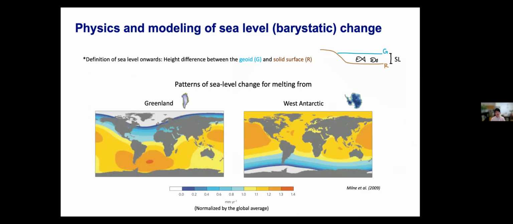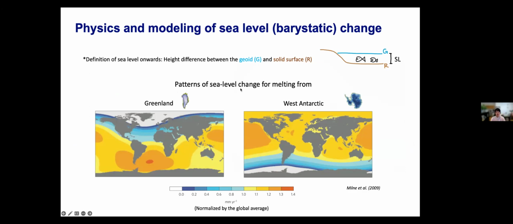So that being said, I'll touch on the physics and modeling of barystatic sea level change. I just wanted to first note that in this talk, the definition of sea level I'll use is basically the height difference between the sea surface height geoid and the solid surface.